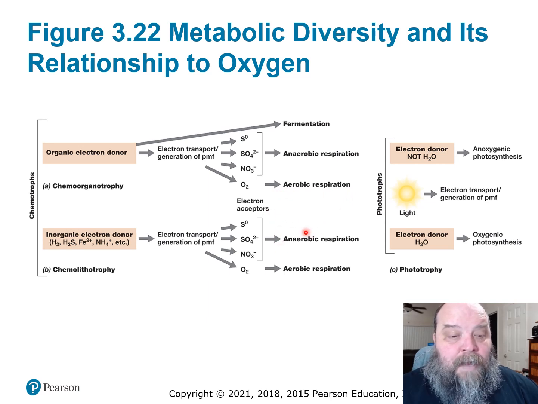You see the same pattern here without the fermentation, though, for the chemolithotrophs. Sulfur, nitrogen, anaerobe. Oxygen, aerobe. It's just, where did that original excited electron come from? Who got oxidized? Was it a carbon-containing thing, or was it anything but a carbon?